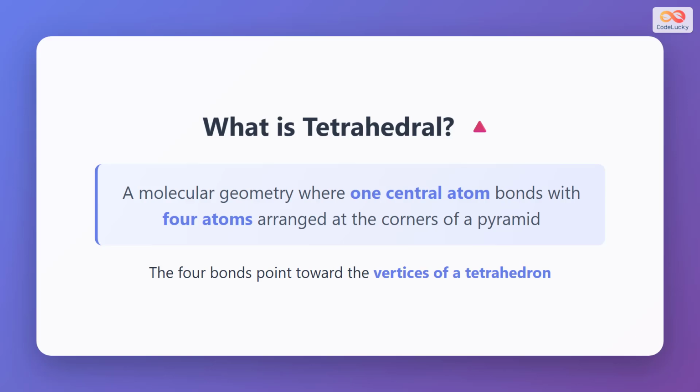So what exactly is tetrahedral geometry? It's a molecular arrangement where one central atom forms bonds with four other atoms. These four atoms are positioned at the corners of a pyramid-like structure. Imagine a pyramid with a triangular base. That's essentially the shape we're talking about. The four bonds don't lie flat in a plane. Instead, they point outward in three-dimensional space toward the vertices of what we call a tetrahedron.